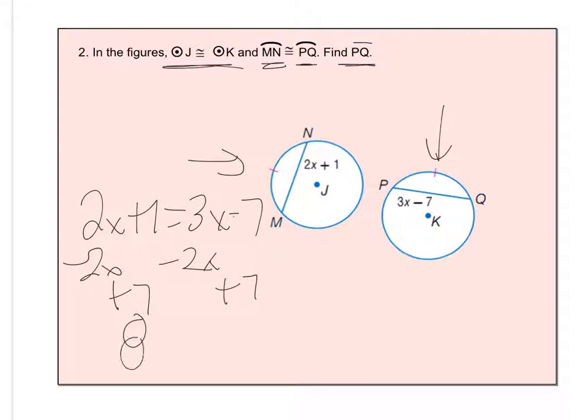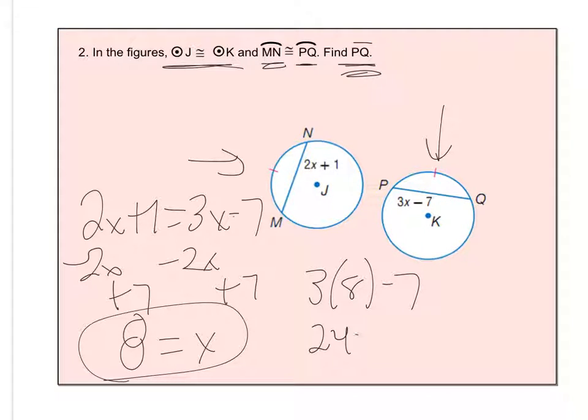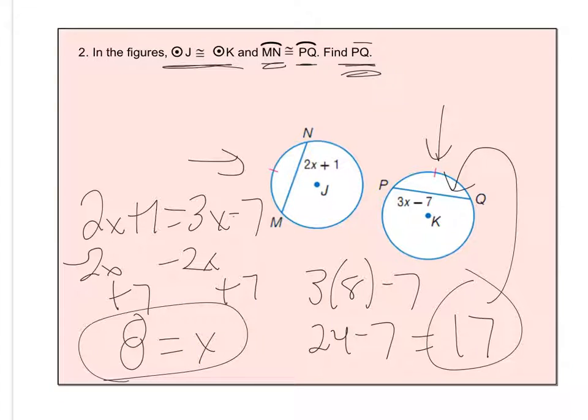That's going to be 8 equals x. Boom, there you go. So 8 equals x, but they want PQ, so I need to substitute it in. 3 times 8 minus 7, 24 minus 7, so that's going to be 17. So that's my answer. 17 is how long PQ is.